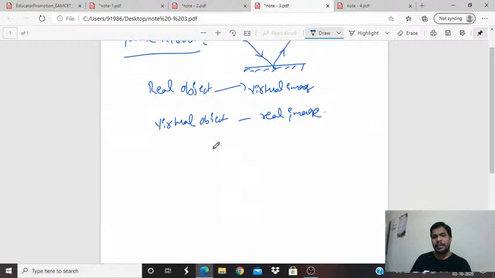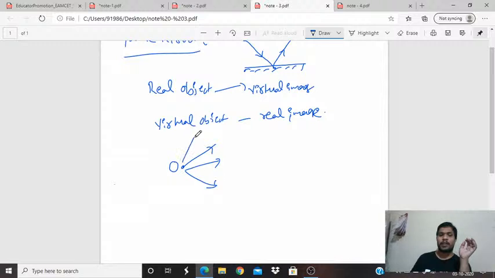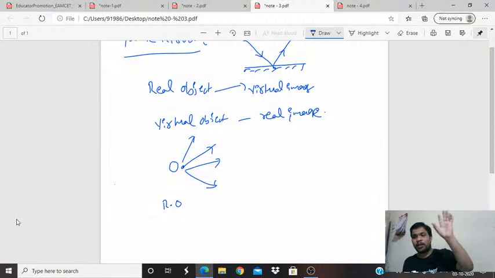First of all, what is meant by real object and real image, virtual object and virtual image? See, object means a source of light. Image means that after light is incident from the object, it concentrates at some point. That point is the image point. Real object means that from the object, the light rays are diverging, then that object is called a real object. Generally, whatever we are seeing are all real objects.